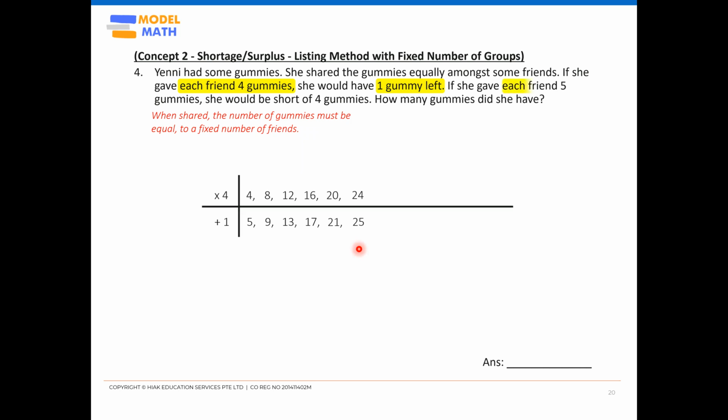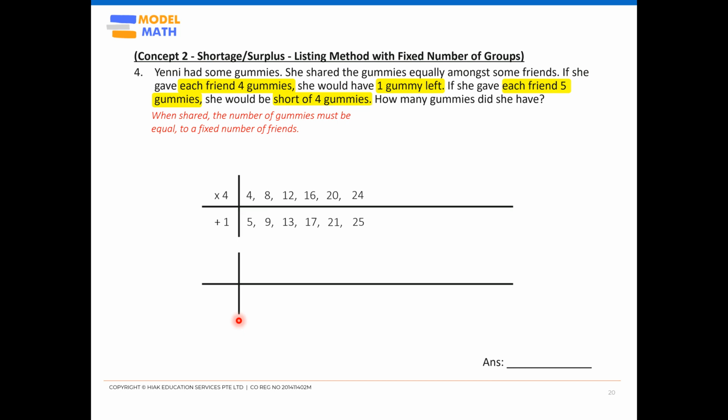Then in my second scenario, if I give each friend 5 gummies, I'll be short of 4 gummies. So in my second scenario, I do the same table again. This time I distribute 5 gummies per person. So if I give 5 to 1 friend, there will be 5 sweets.